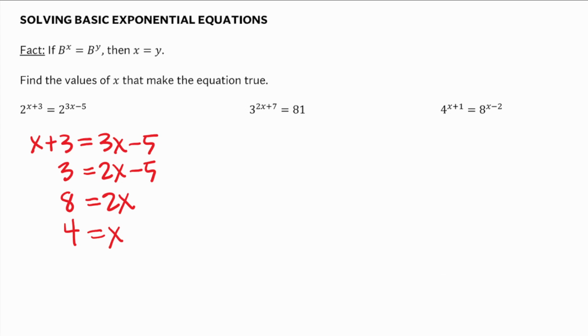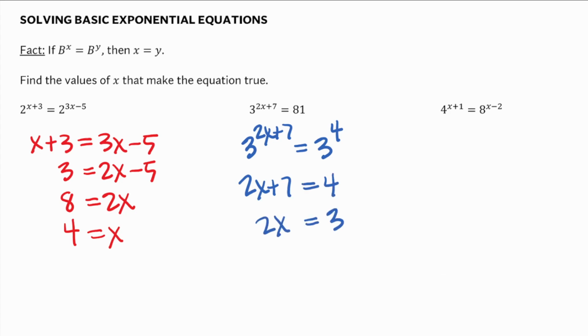In the second example, I'm going to look at this and, okay, these aren't exactly the same exponent, right? I've got 3 to the 2x plus 7 equals 81. Okay, that's not an exponential expression, but 81 is a power of 3. So I can say 3 to the 2x plus 7 equals 3 to the 4, that's what 81 is. Okay, and then I can say, okay, well, 2x plus 7 equals 4. 2x equals negative 3, and x equals negative 3 halves.